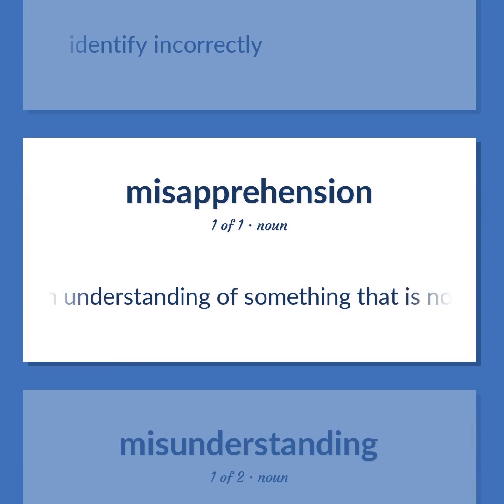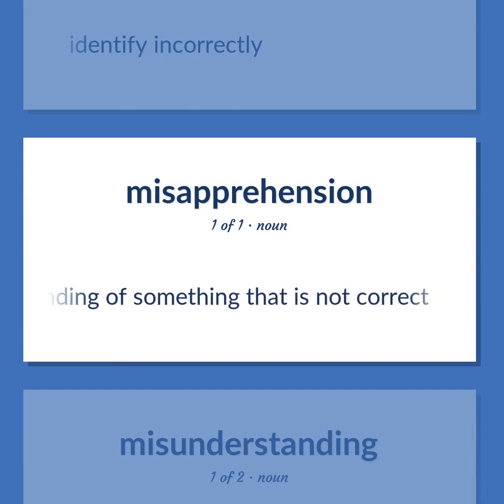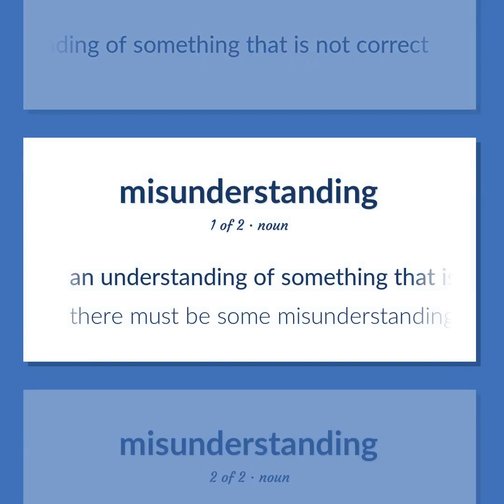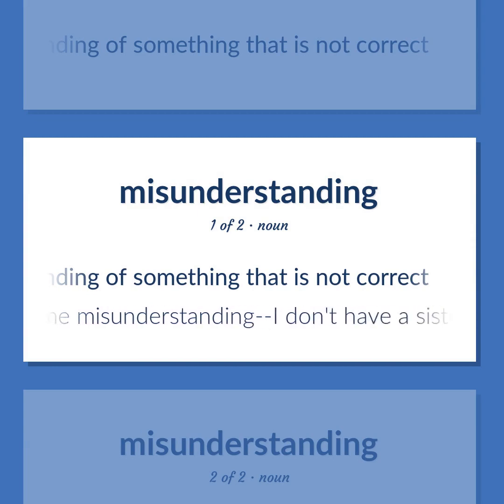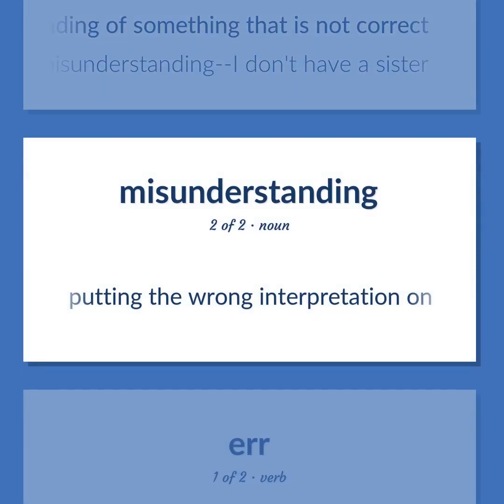An understanding of something that is not correct. An understanding of something that is not correct. There must be some misunderstanding. I don't have a sister. Putting the wrong interpretation on.